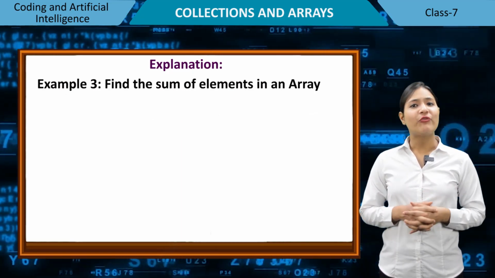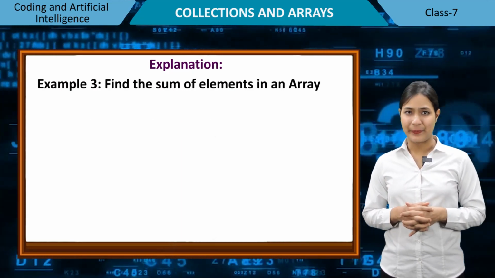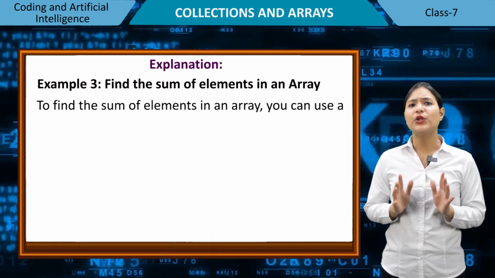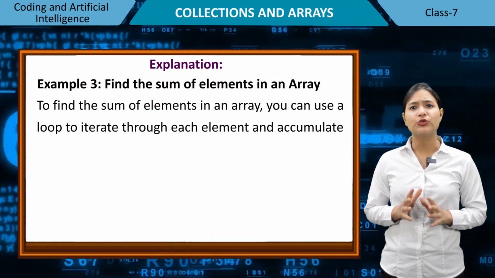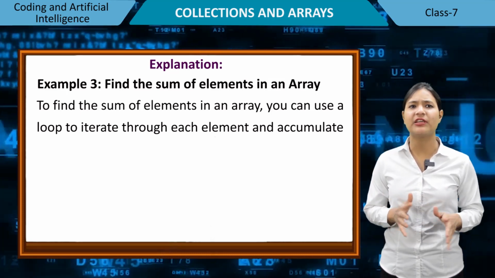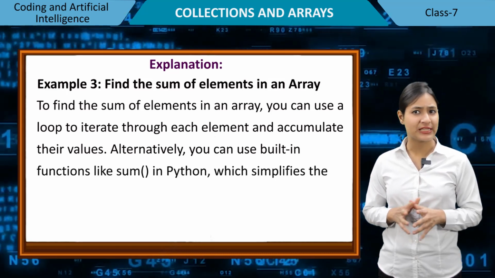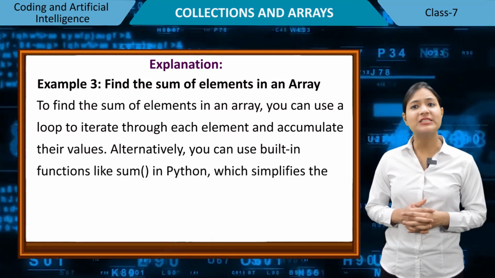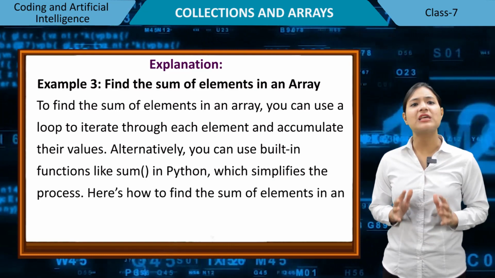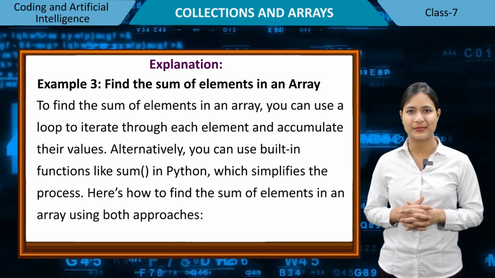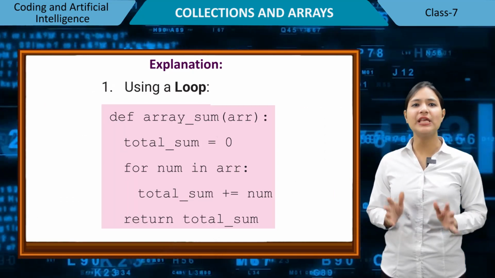Example 3. Find the sum of elements in an array. To find the sum of elements in an array, you can use a loop to iterate through each element and accumulate their values. Alternatively, you can use built-in functions like sum in Python, which simplifies the process. Here's how to find the sum of elements in an array using both approaches. First, using a loop.